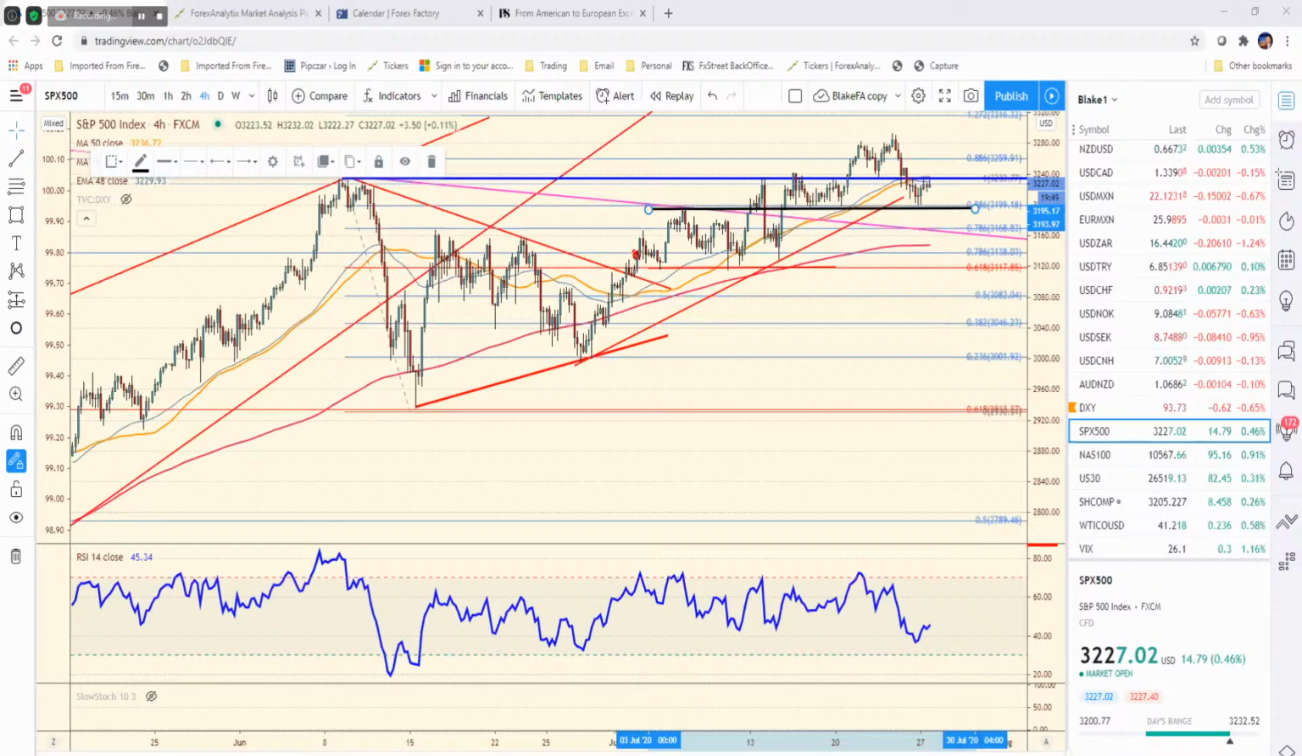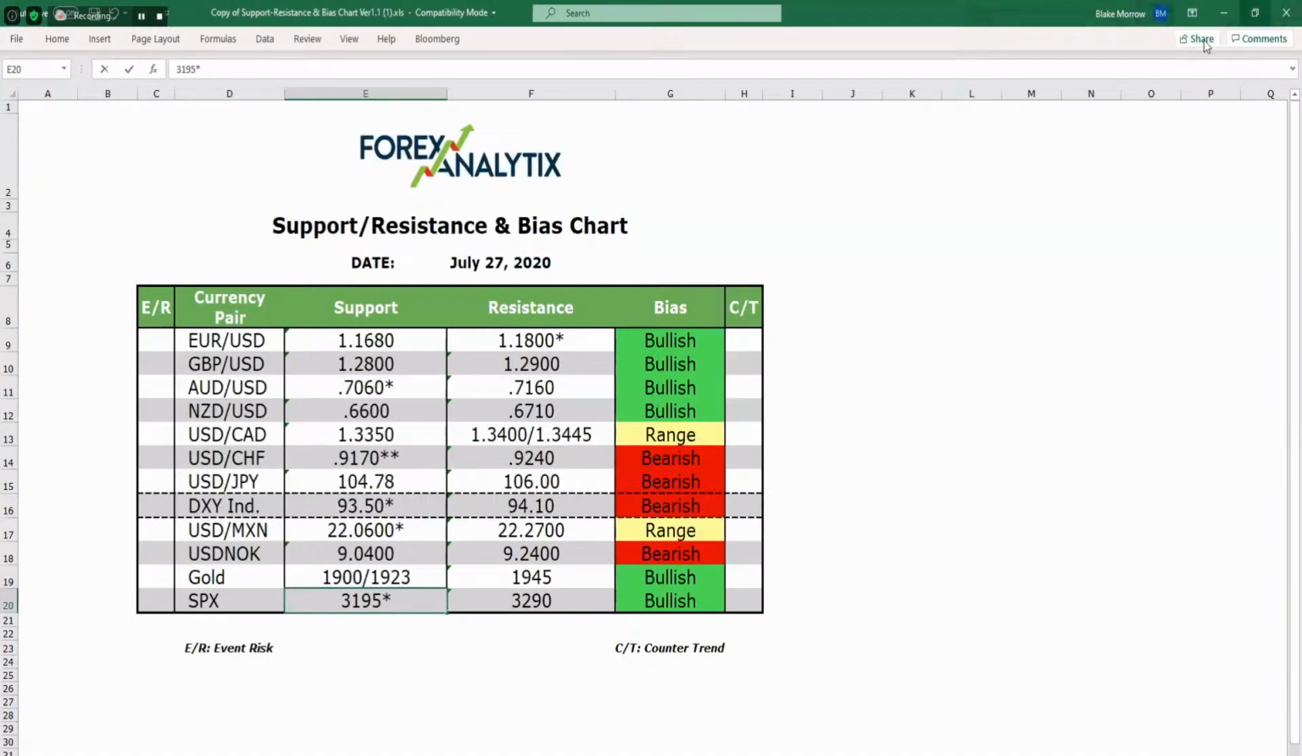This is your bias chart. You guys want to take a picture of this? Whoops, hold on. There we go. And let's talk to Stelios for a minute and see what he's thinking. What's up, Stel? Peel him off the ceiling. Good morning, Stelios.